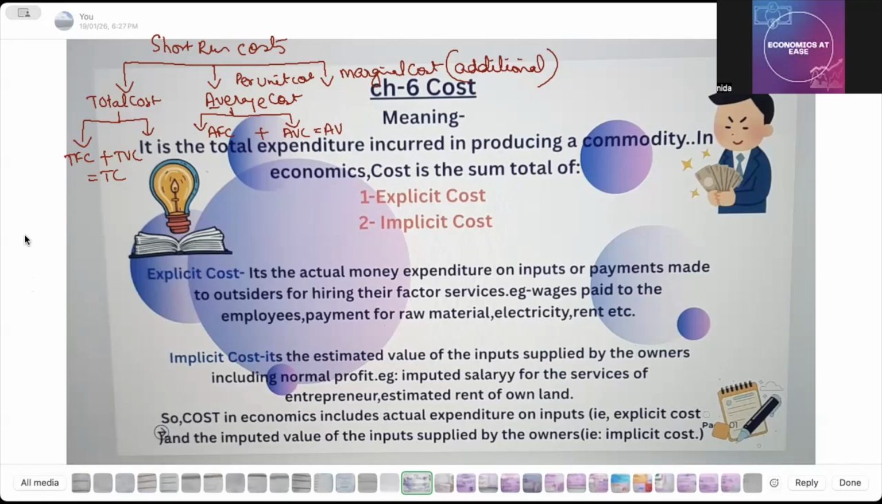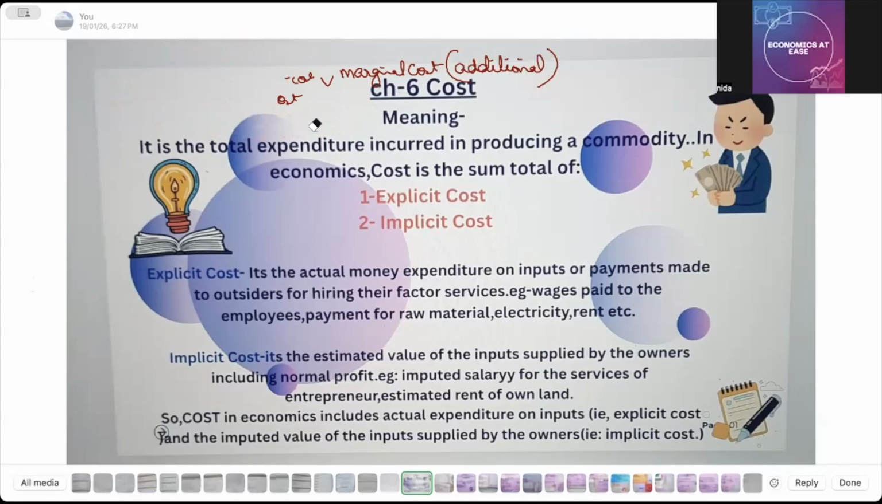And then I'm going to start the summary of this chapter. It's a very simple chapter. You should know the meaning, the definition, the formula, and the diagram also. So let's start. The meaning of cost is the sum total of explicit cost and implicit cost. What do you mean by explicit cost? That is the cost that we are paying to the outsiders for hiring the factor services, for example, wages paid to the employees, payment for raw material, and all.